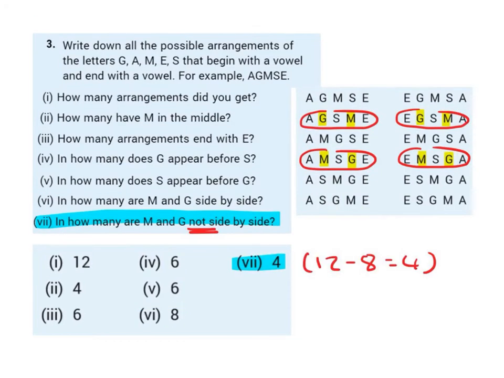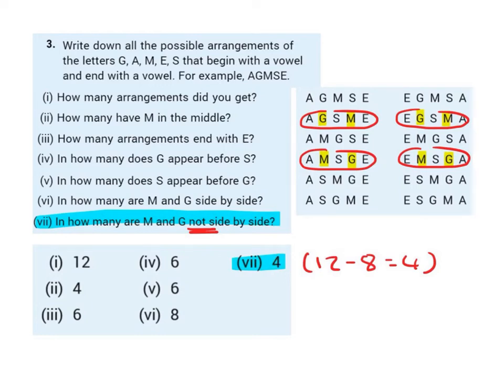Question 7. In how many are M and G not side by side? So basically all the ones that we didn't circle in the previous slide. So here we see G and M has an S in between, so the G and the M is not side by side. Here, M and G has an S in between, so they're not side by side. G and M not side by side. M and G not side by side. So 1, 2, 3, 4. So there's 4 of them where they're not side by side.